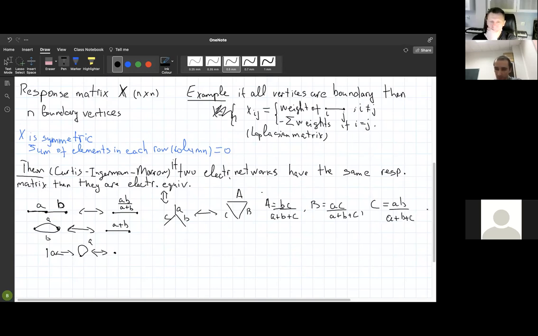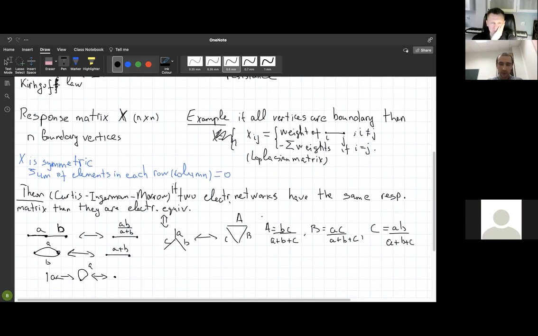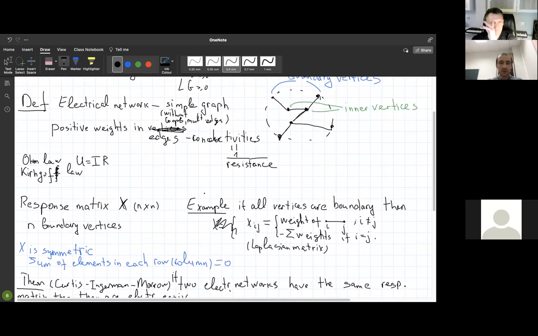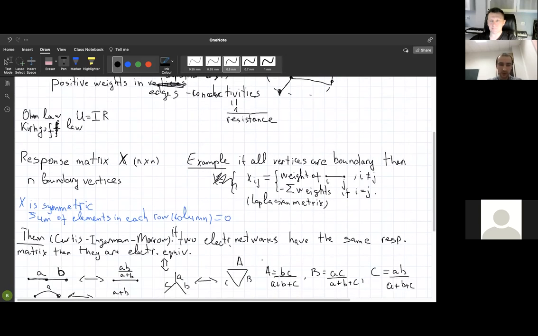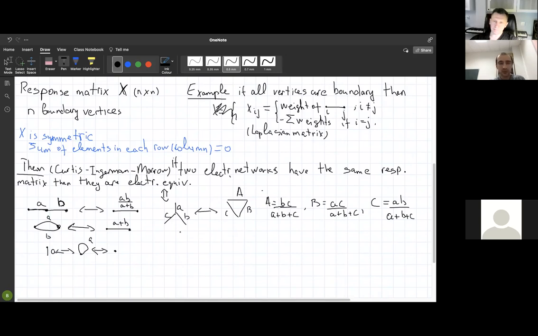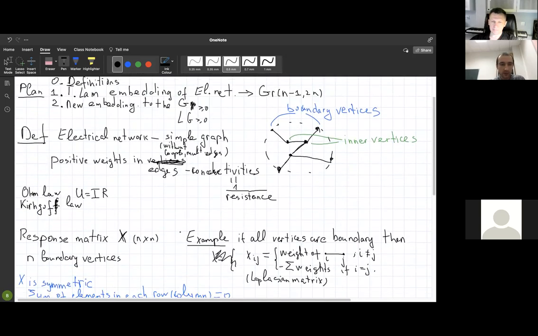So this notion of electrical equivalence is also quite important for us, but I'm not sure that I have time to speak a lot about how we will need it. But it is not a very simple problem to restore the electrical network from a response matrix, and this theorem is about this problem. Okay, so I think that's all about electrical networks and response matrices.